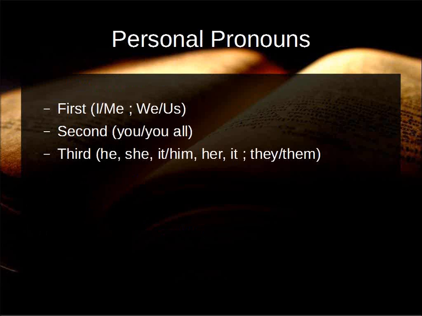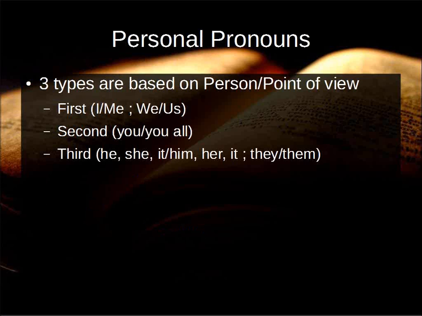All right, the personal pronouns. There are three types, which are based on person or point of view. We have the first person, that's I, we, and so forth. Then we have the second person, you or you all. And then we have the third person: he, she, it, him, her, they, them, and so forth. So that's what I mean by person: first person pronoun, second person pronoun, third person pronoun. It's basically point of view, okay?